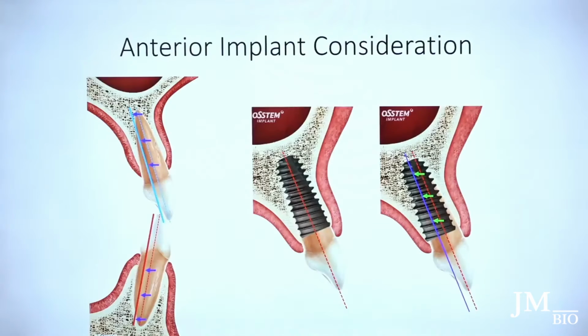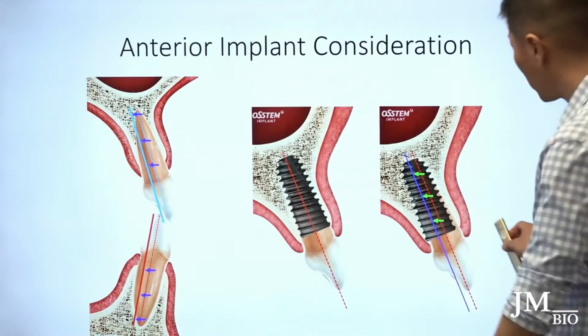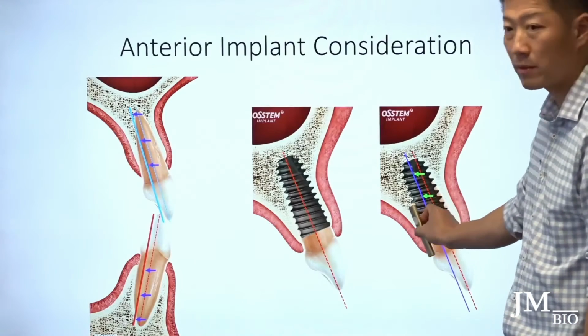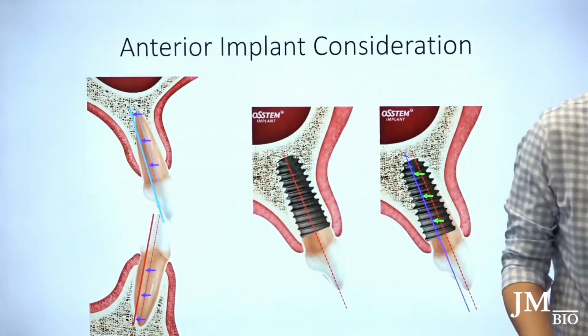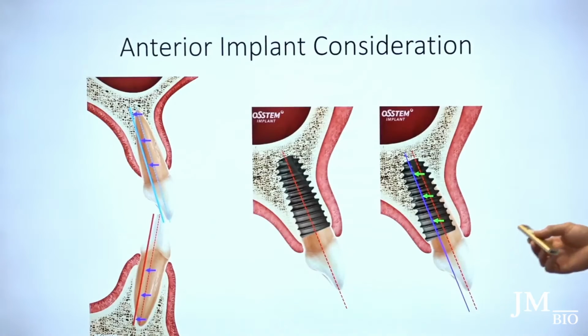With anterior implants, if you're transposed on your implant placement, even just a little bit more buccal or a little bit more lingual, that's going to determine the fate of a screw-retained or a cement-retained restoration. And not only that, it matters from an aesthetic standpoint too. It's only a millimeter difference.